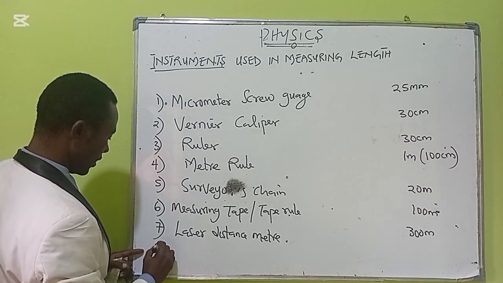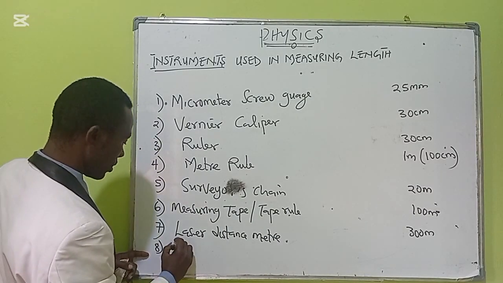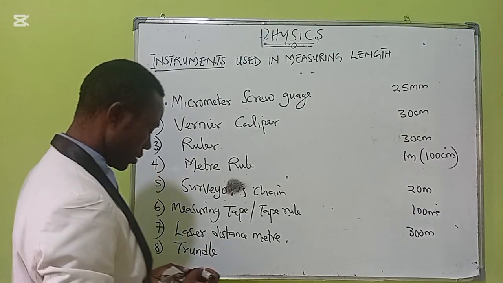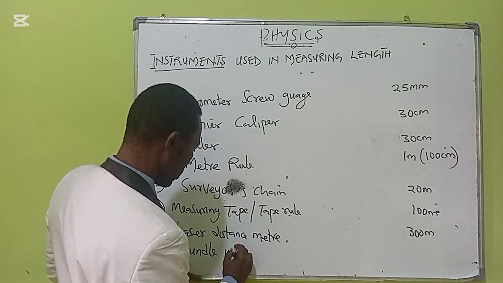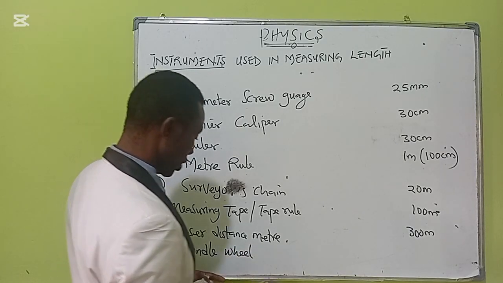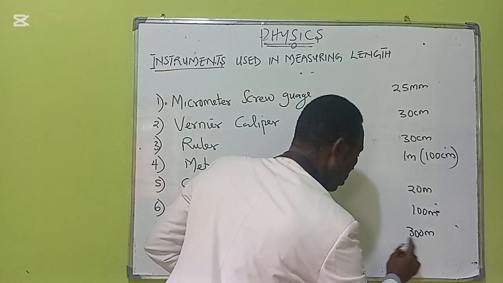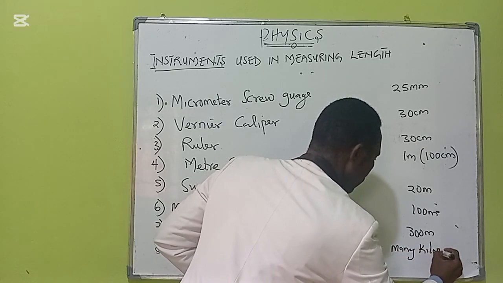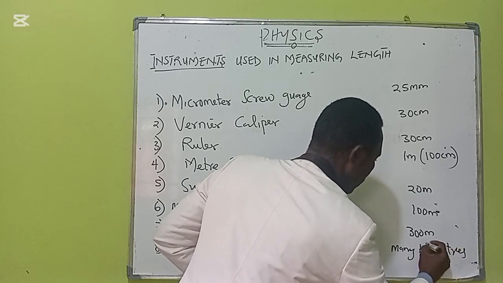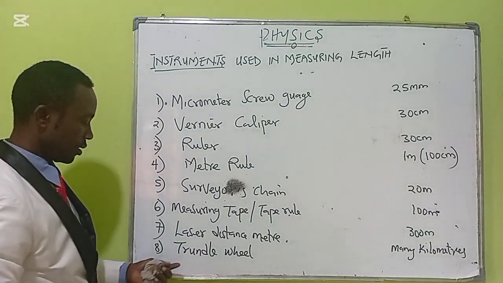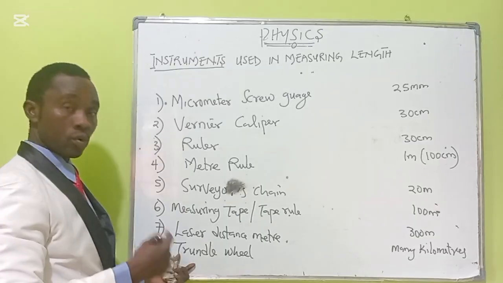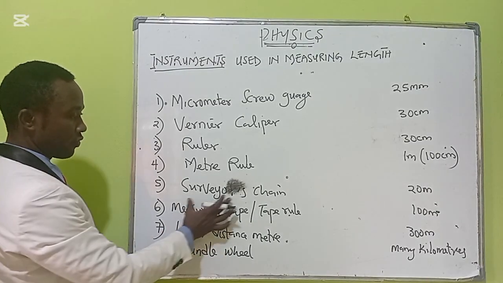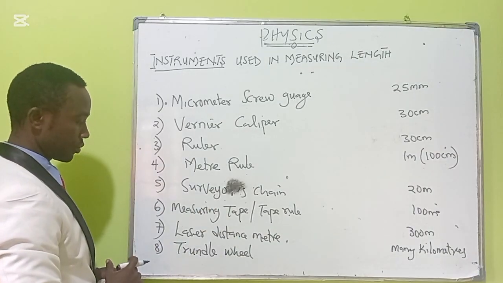Then number eight, we have the trundle wheel. A trundle wheel can measure distance up to many kilometers. This is the one you use in measuring roads. You can see them during road construction. The surveyor's chain, okay, is used in agriculture.